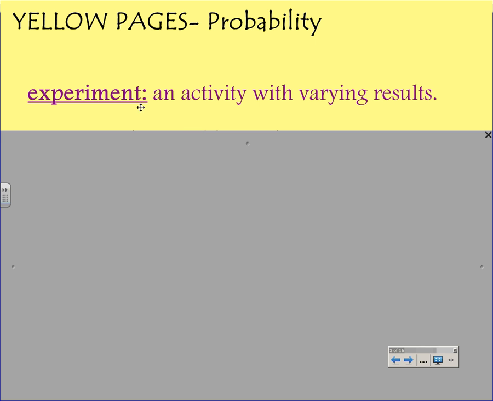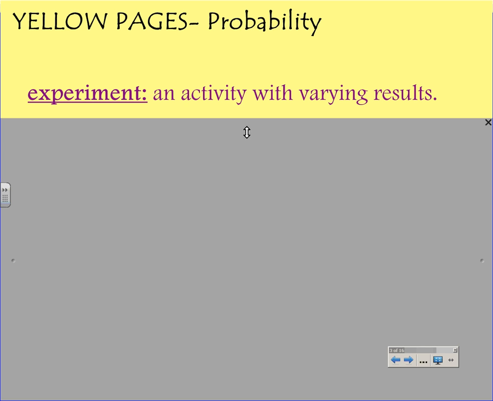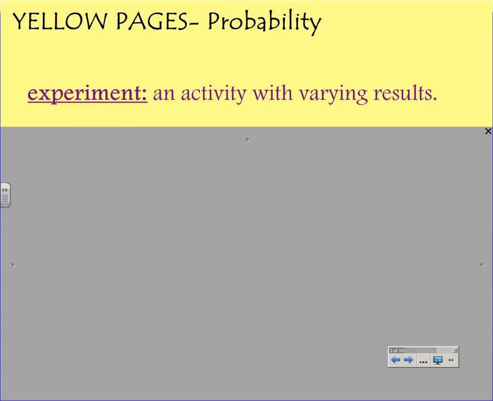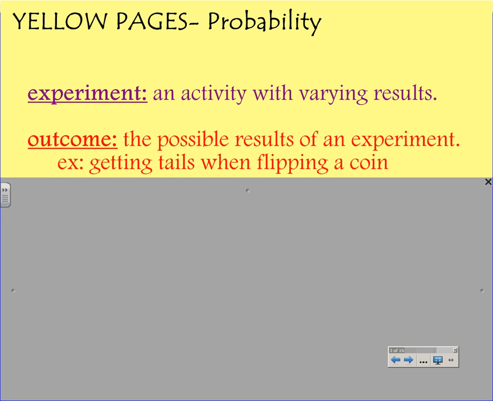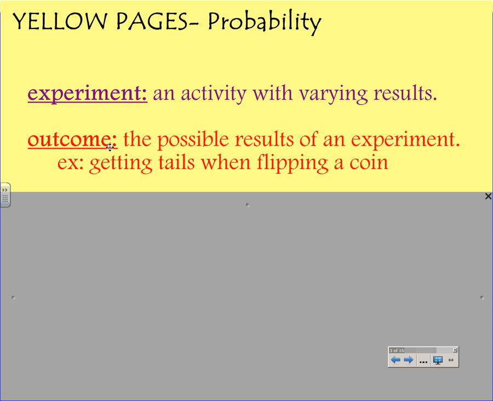All right, we're going to take a couple notes on our note sheet, which I gave you today, and we're going to start with experiment. If at any time you need to pause, just pause the video and copy down the words. So the first word is experiment. That's the activity with varying results. Flipping a coin, rolling a number cube, those are experiments. The second word is outcome. That's the possible results of an experiment. Getting tails when flipping a coin, that's an outcome. It's getting a heads or getting a tails.